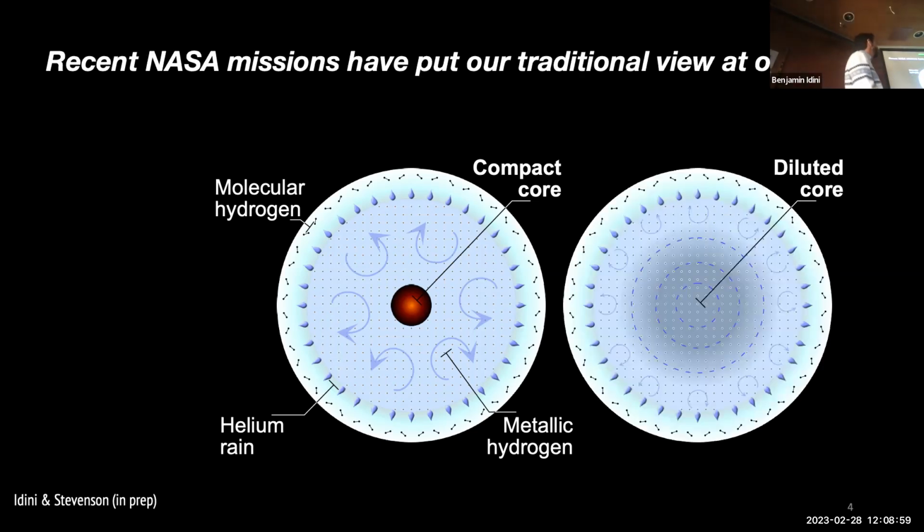Other distributions like the dilute core. This is an idea that has become stronger and more prominent in the last decade under the scope of the missions Cassini for Saturn and Juno for Jupiter. In this scenario, you have the same amount of mass that you would put in the center. Now that mass is distributed radially and dissolved in the helium, which is a liquid.